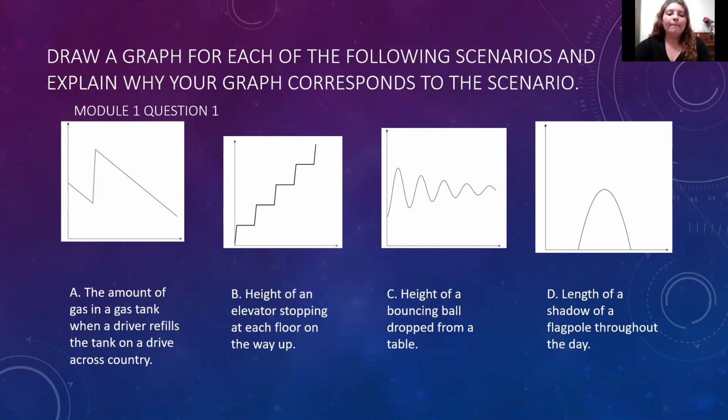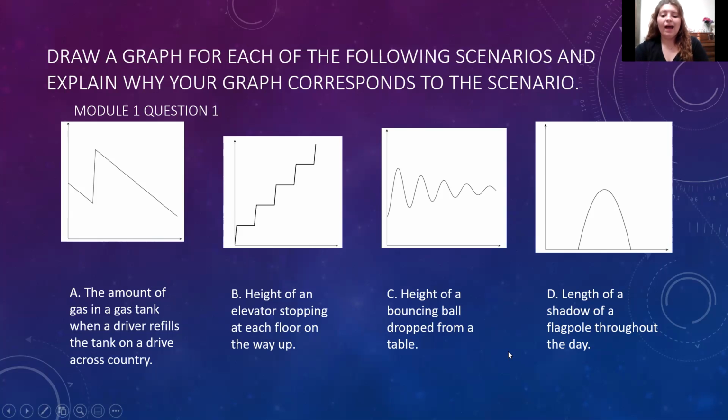So for B here, it says the height of an elevator stopping at each floor on the way up. So just like when we stopped to get gas, we had that up shot. So now every time we stop on a floor with our elevator, we're going to have that shoot up and then that long wait time as people get off. And then up, and then we're going to slow back out. And so that's going to show on our graph there.